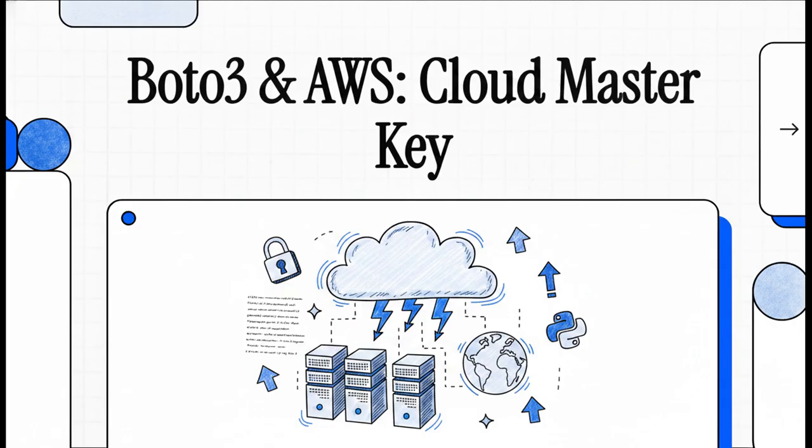Specifically, we're zeroing in on a tool called boto3. Now, if you haven't heard of it, boto3 is the official Python SDK for Amazon Web Services, or AWS. So if you've ever wondered how these modern apps manage to scale up to millions of users without just completely crashing, or how you can actually command massive server farms using the exact Python skills you already have, well, you are absolutely in the right place.